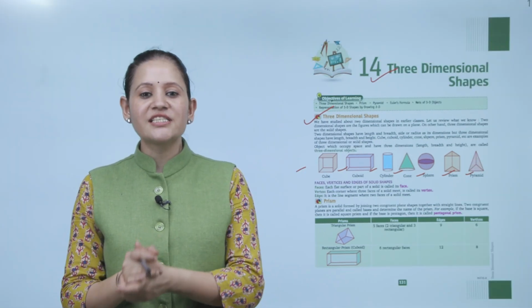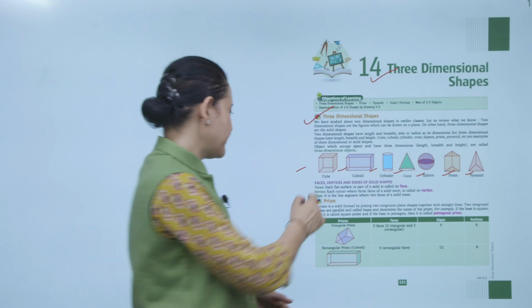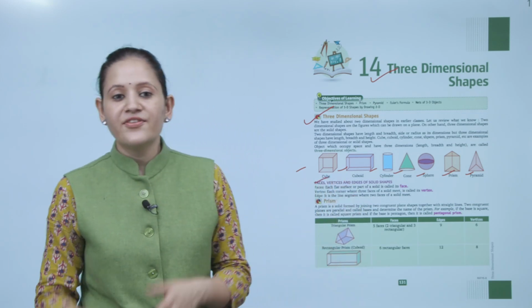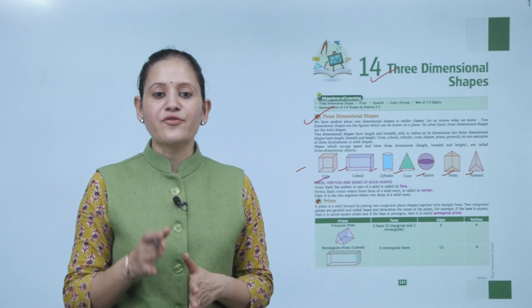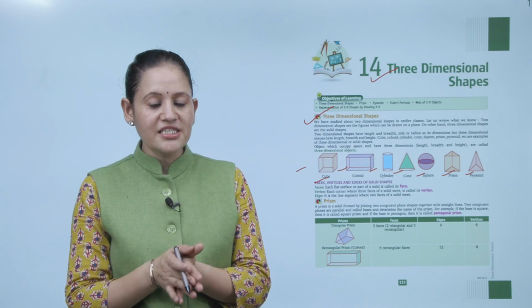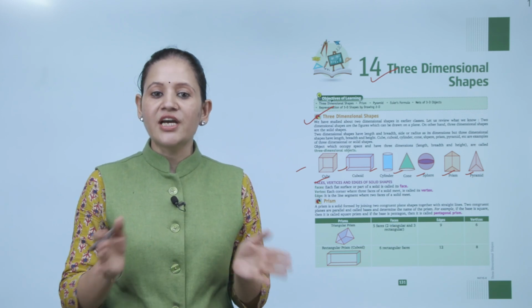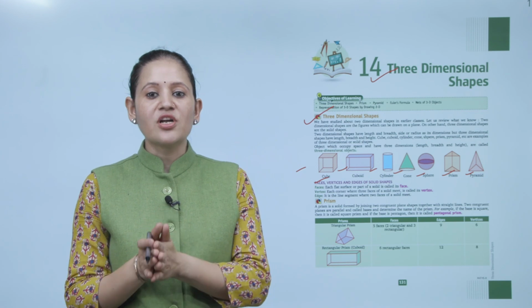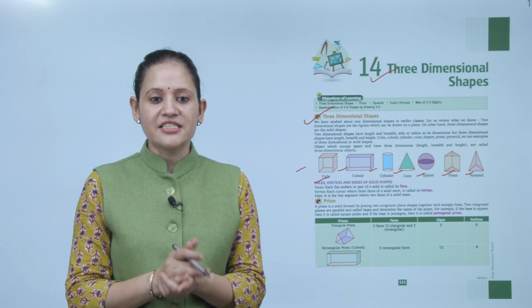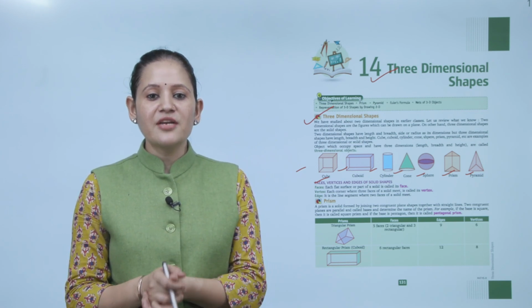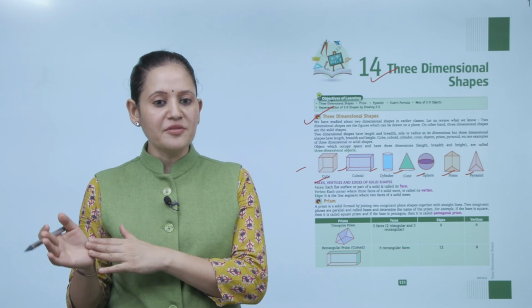Next is faces, vertices and edges of solid shapes. First is faces. Each flat surface or part of a solid is called a face. Vertex: each corner where the faces of the solid meet is called a vertex. And edges: it is the line segment where two faces of a solid meet.